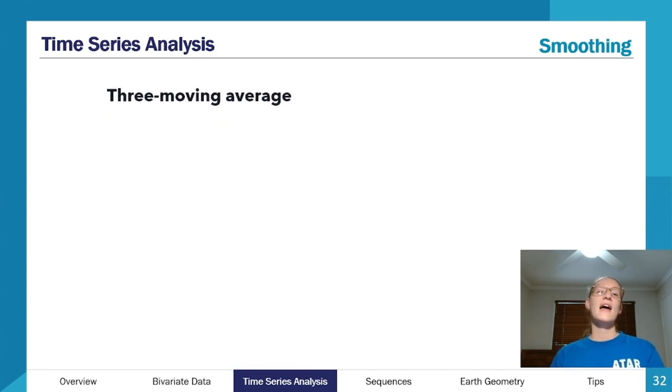So for smoothing, we have the 3-moving average or the 5-moving average, also referred to as the 3-moving mean or the 5-moving mean. You're probably familiar with those terms.